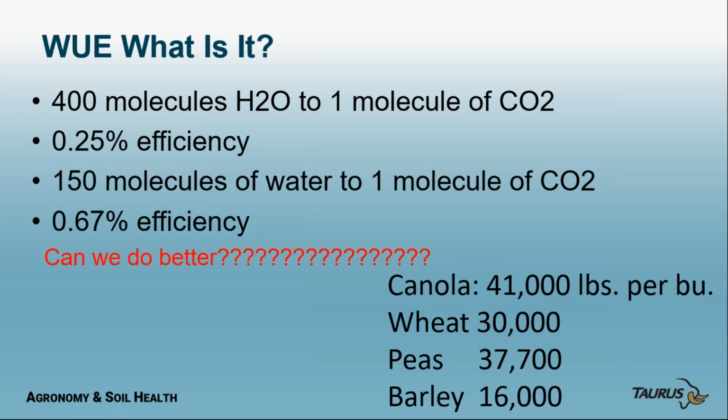The majority of them are, except for one. What's this? 150 molecules of water. Which plant is that? Well, that's a C4 plant. That's corn. Corn is very efficient because of the way it does its photosynthesis. That's what the secret is.